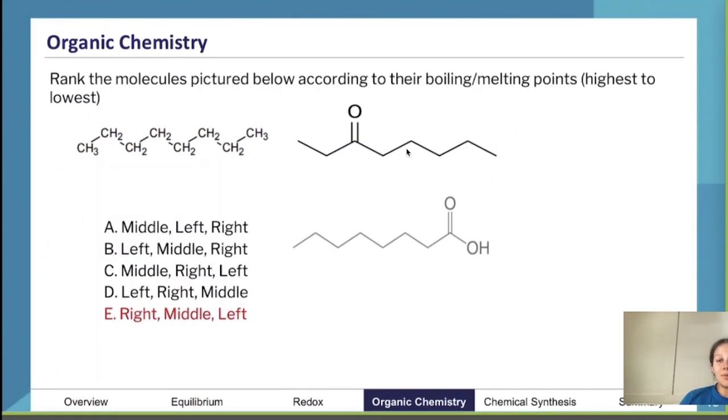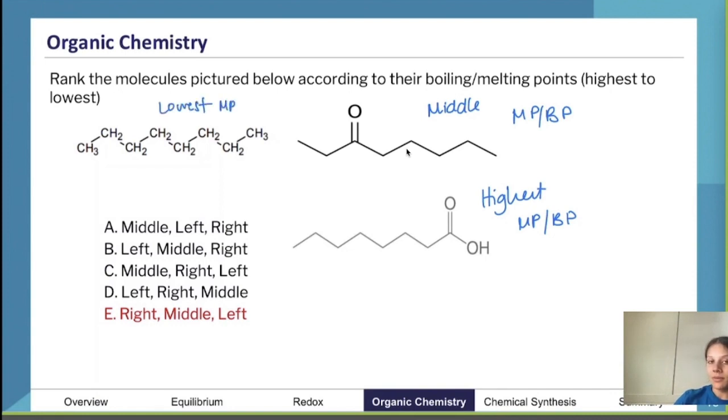Alrighty, so we're going to go from the right to the middle to the left. So that means this one here has our highest melting point / boiling point. This is our middle, kind of medium melting point / boiling point relative to the other two. And the one on the left is our lowest melting point / boiling point.